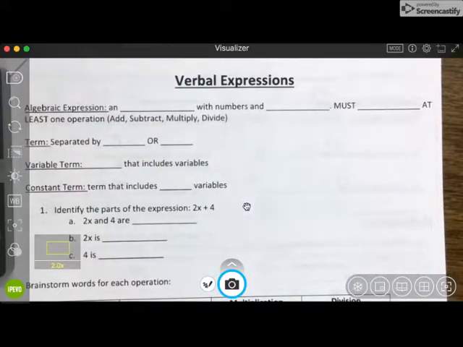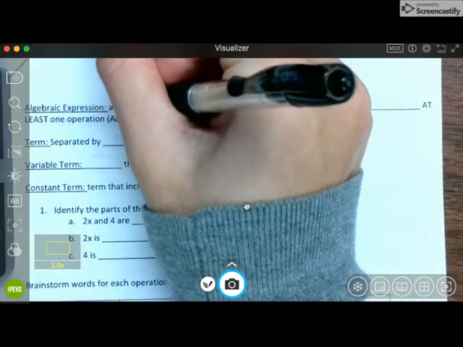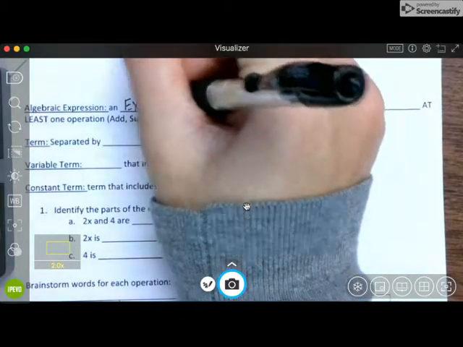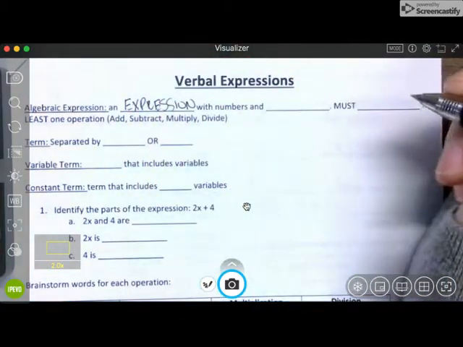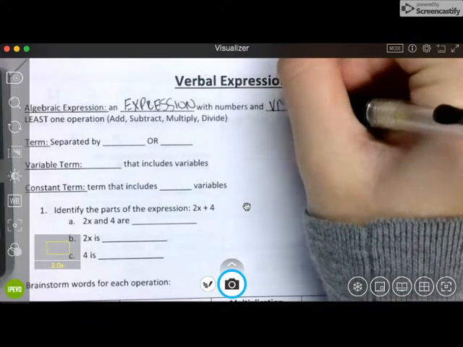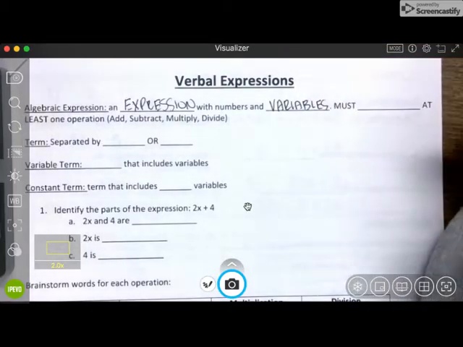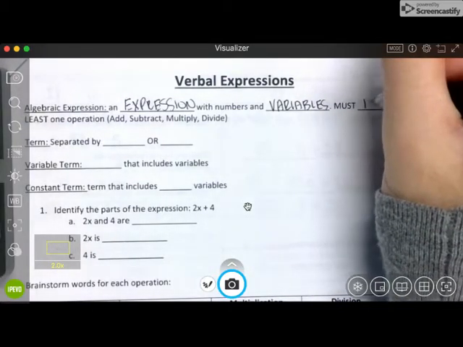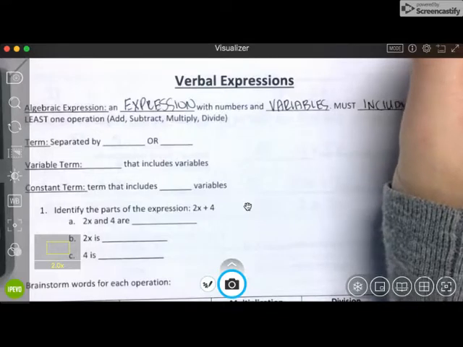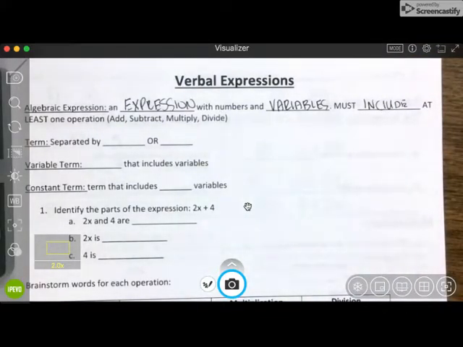All right, so we're doing verbal expressions. It is what your IXLs that you've been working on and starting to work on are about. So when we're looking at this, the very first thing is some vocab. It says algebraic expression. That's going to be an expression with numbers and variables. So that's like letters, right? They have numbers and variables. It must include at least one operation, whether it's addition, subtraction, multiplication, or division.